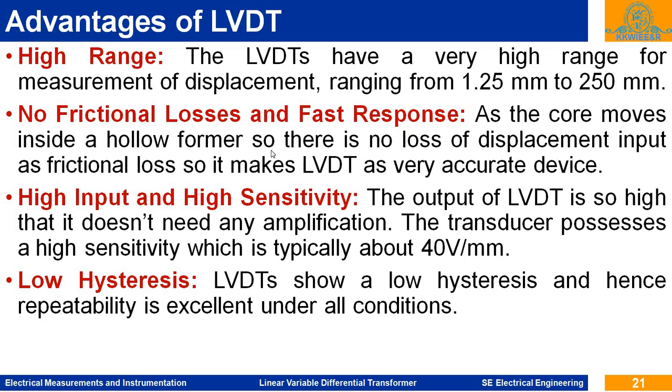As the core moves inside a hollow former, there is no loss. In an iron core transformer, there is a loss in the iron core, eddy current loss, hysteresis. Then if there is friction, there is loss. Here there is no such loss, because the coils are air core, so eddy current and hysteresis losses are avoided. So there is no heat. As compared to that, the heat generated is less. There is no friction.